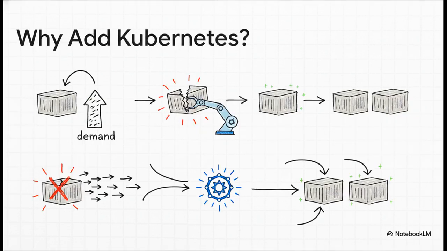Okay, so if Docker gives us the container, why do we need this other thing, Kubernetes? Here's why. Managing a handful of containers? Easy. Managing thousands? It is a total nightmare. Kubernetes is the master orchestrator that automates all that complexity. It handles scaling when traffic spikes, it heals itself if something breaks, and it makes sure our digital city never goes dark.